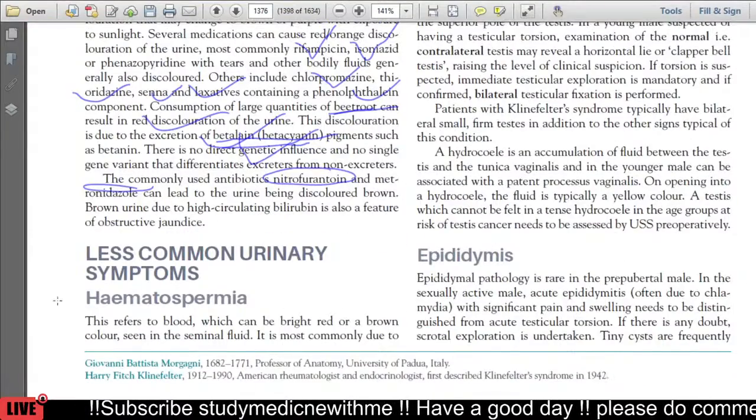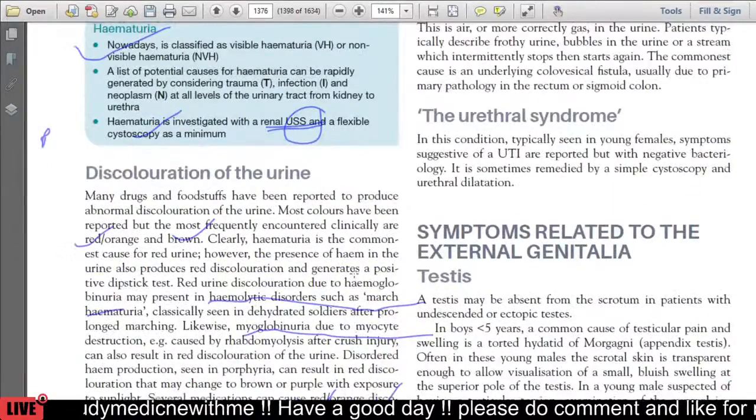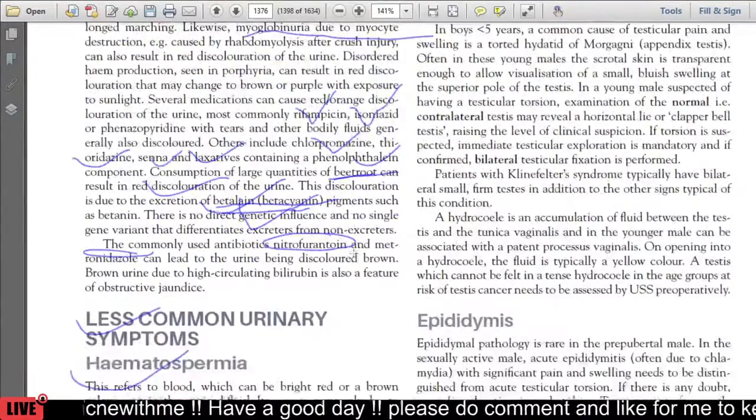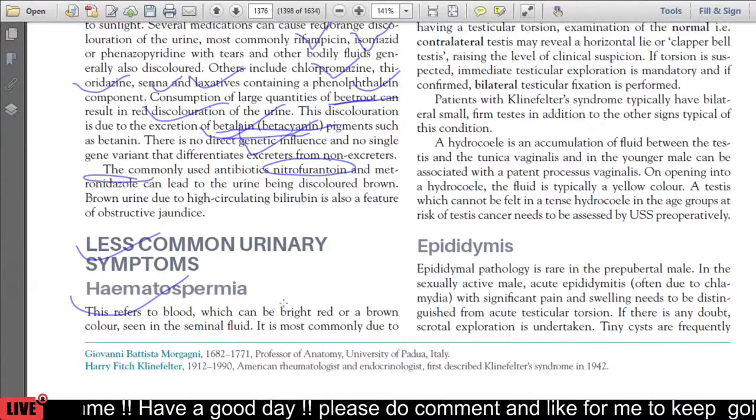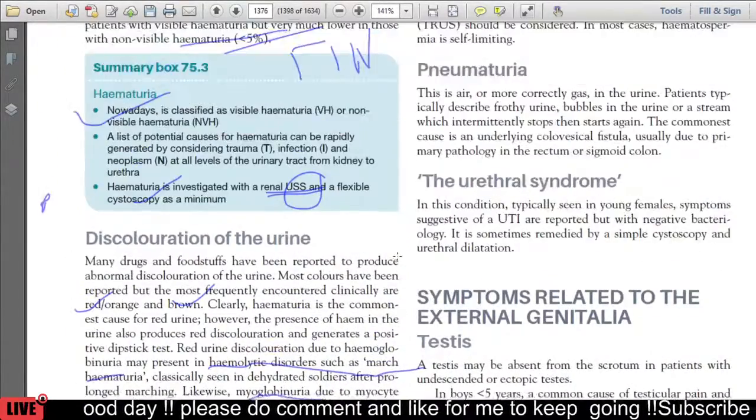Let's come on to urinary symptoms. Hematospermia. Okay, what does that mean? It refers to blood, which can be bright red or hematocrit color, seen in the seminal fluid. Okay, that is creepy.